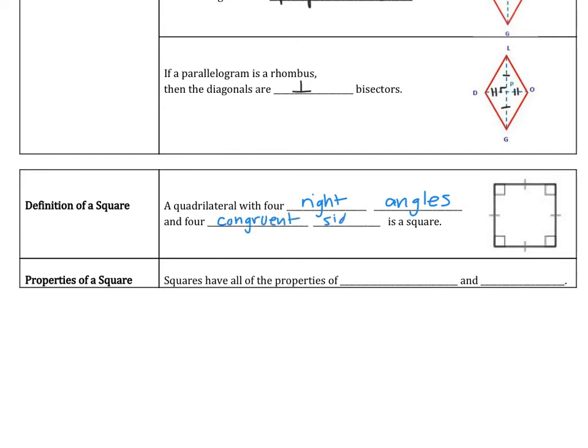So you can see that it took all of the features from the previous parallelograms we've talked about. It took the right angles from the rectangle and it took the congruent sides from the rhombus. So squares have all of the properties of a rhombus and a rectangle. And of course, both of these have all of the properties of a parallelogram.